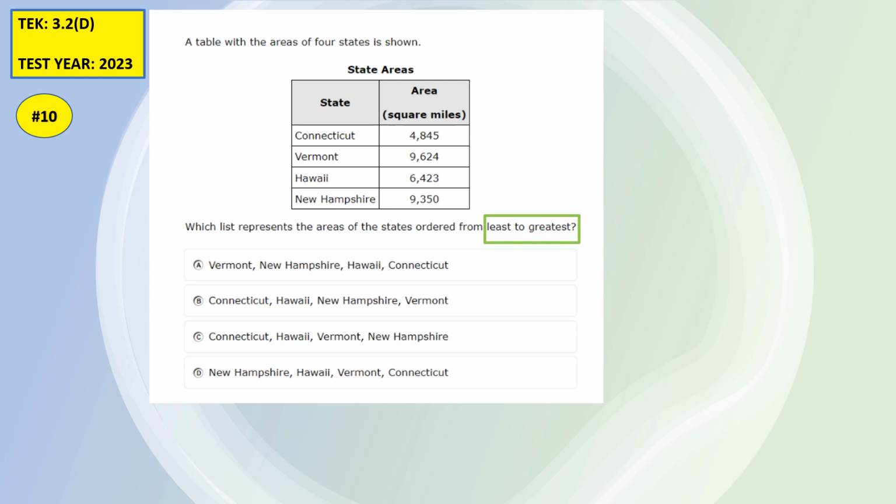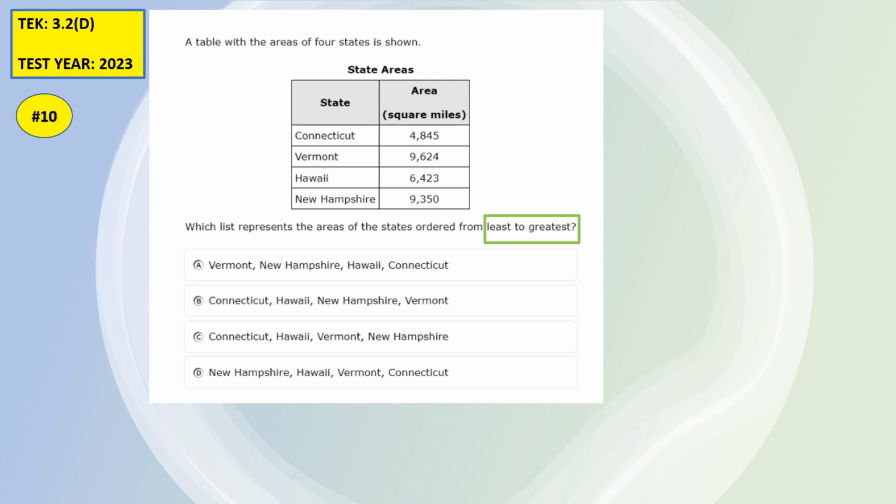So I'm going to write the numbers out next to the states and their areas in order from least to greatest. So the smallest number is going to be number 1. The largest number is going to be number 4. That'll help us keep our numbers in order.